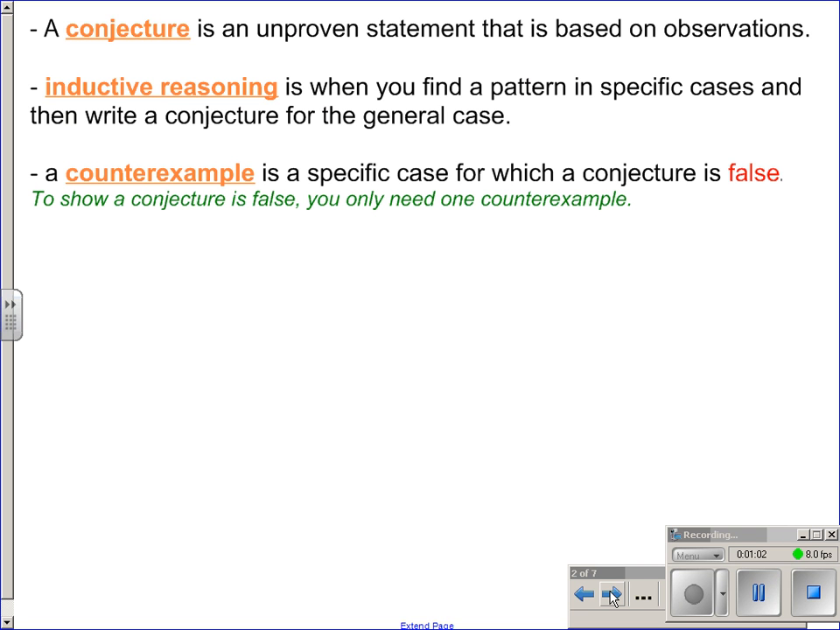You're not using any specific numbers or anything. You're just thinking, this appears to be the pattern, and I think this is what it is. And a term called counterexample. When you have a conjecture, if it's false, all you need to do is come up with one counterexample. It's an example that says this conjecture is not correct, and here's a case where it's not correct.